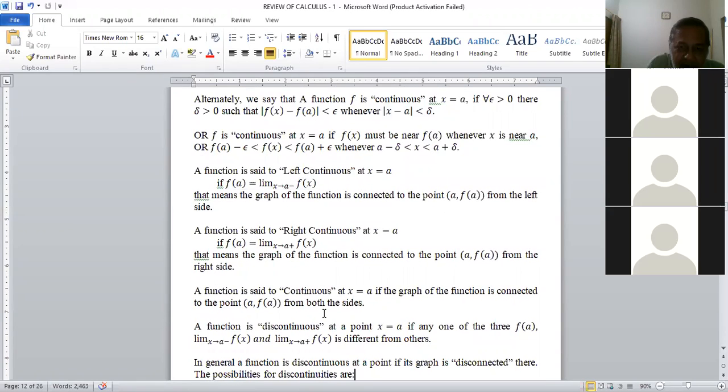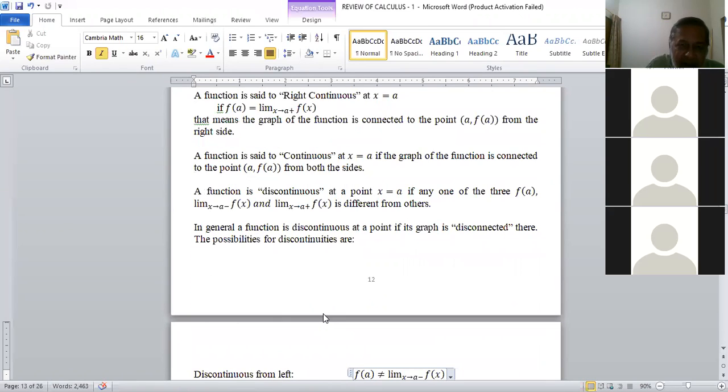A function is continuous at a if the graph of the function is connected at the point from both sides. In one-sided limit, it is connected from one side, but for continuity, that means both sides connected. So the graph becomes important in our discussion. The function will be discontinuous if any one of these three things, function value, left limit and right limit, is different. In general, a function is discontinuous at a point if its graph is disconnected there.